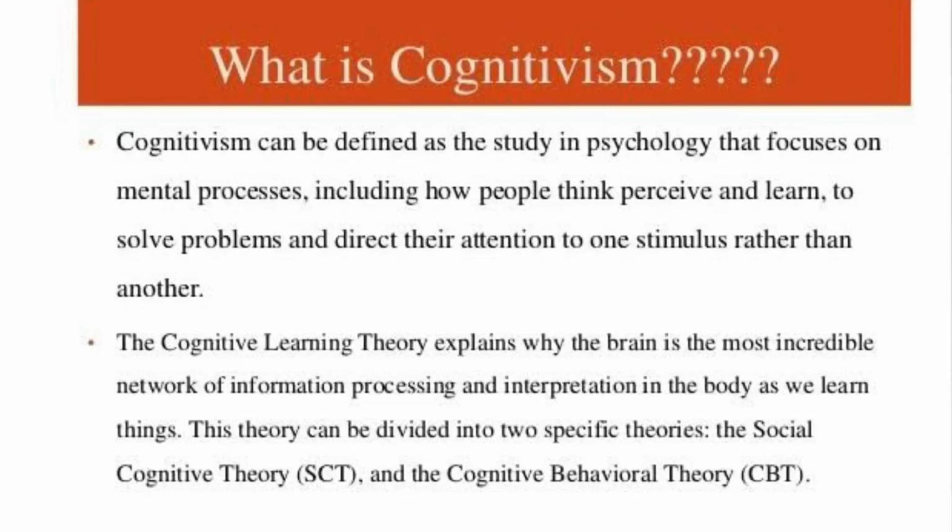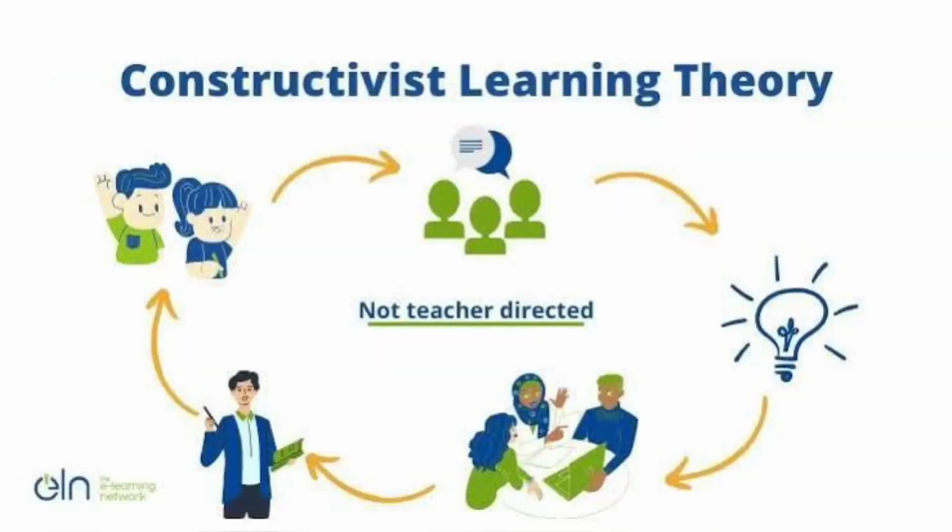The cognitive learning theory explains why the brain is the most incredible network of information processing and interpretation in the body as we learn things. This theory can be divided into 2 specific theories: the social cognitive theory and the cognitive behavioral theory. Third is constructivism. Learners construct knowledge through experiential, self-directed learning.